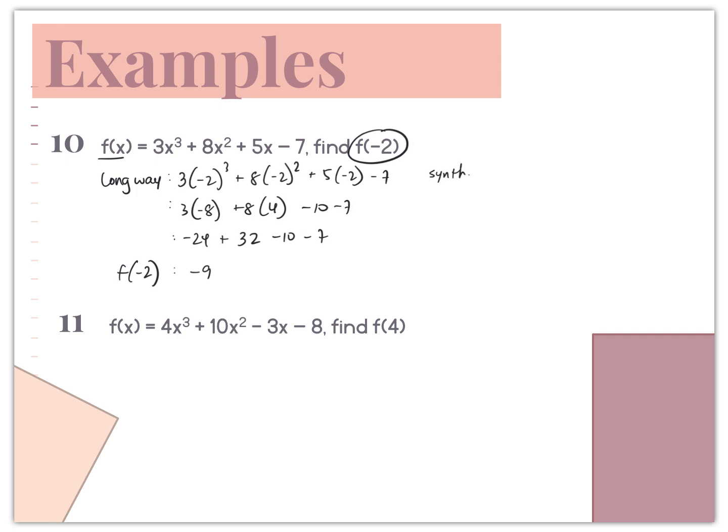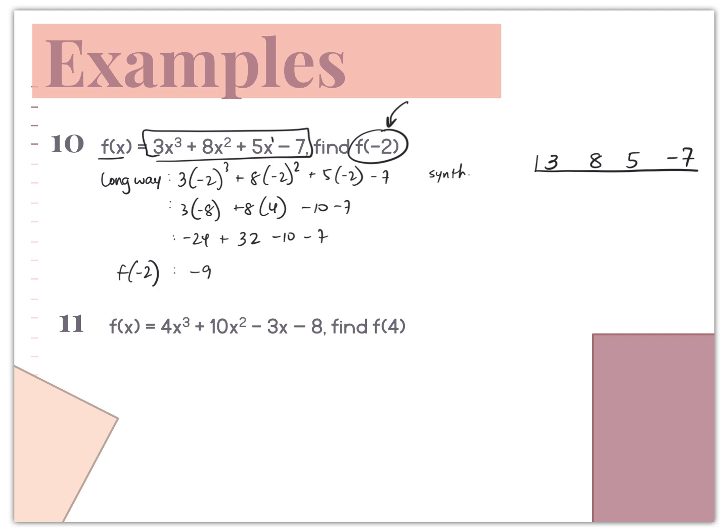Okay, so in synthetic division, if I was to put this long polynomial in, remember I would make sure it's in decreasing order. I would make sure there are no exponents that are missing, like x to the first or something. They're all here. So I'll set it up with my coefficients. It's 3 for x cubed. It's 8 for x squared. It's 5 for x. And it's minus 7 for my constant.